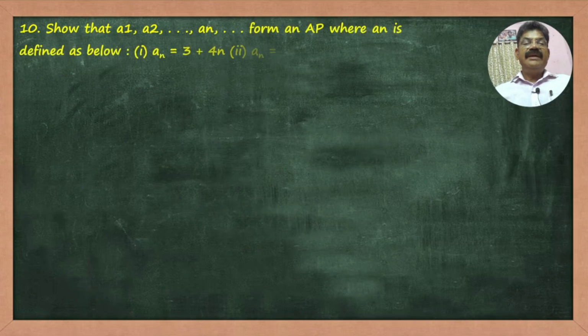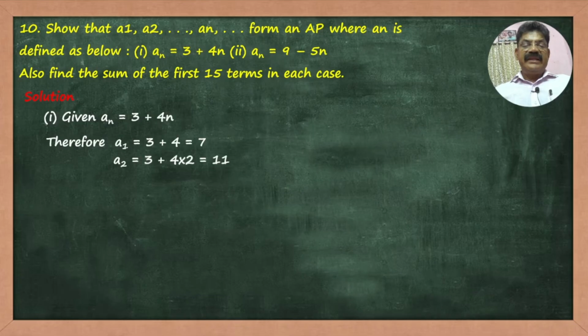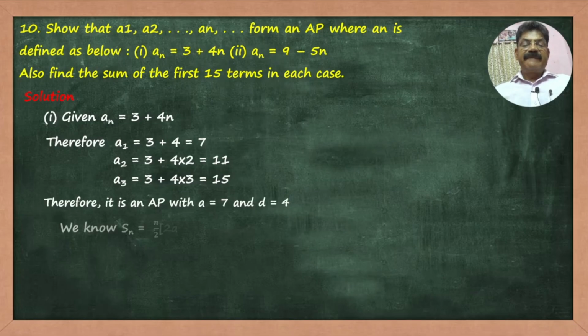10th problem. Show that A1, A2, An form an arithmetic progression where An is defined as below. An is equal to 3 plus 4n. So, An is equal to 3 plus 4n means A1 is equal to 7, A2 is equal to 11, A3 is equal to 15 and so on. So 7, 11, 15. Obviously, it is an arithmetic progression. Therefore, A is equal to 7 and D is equal to 4.